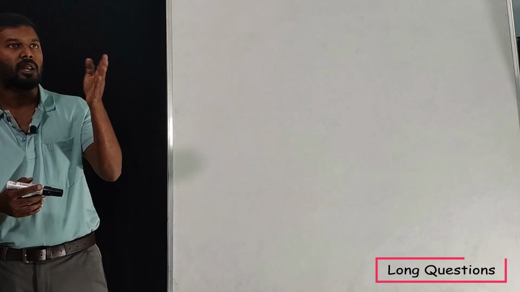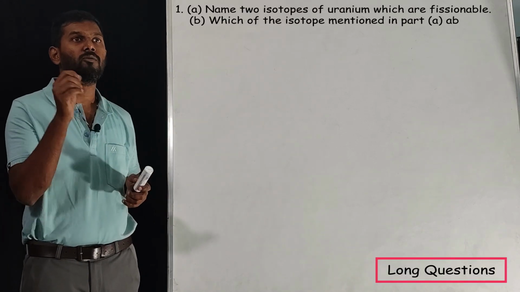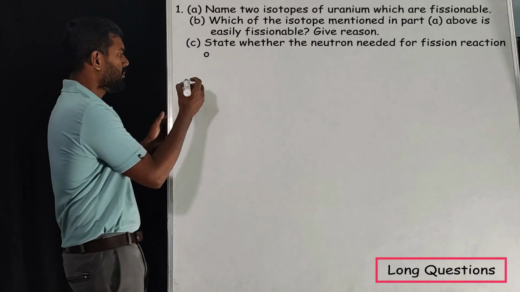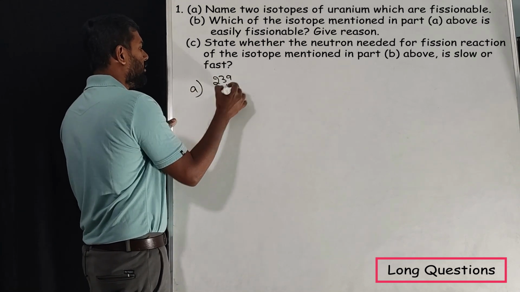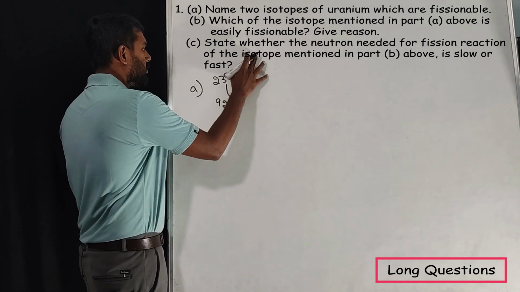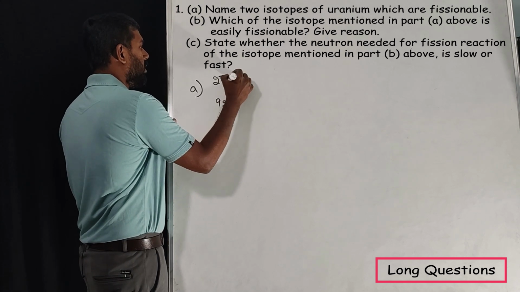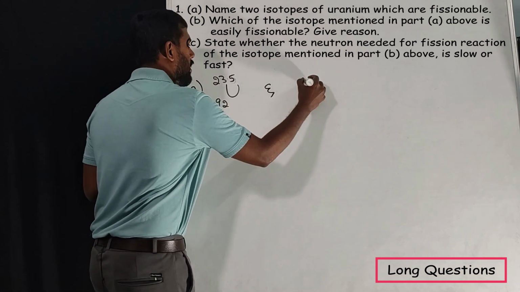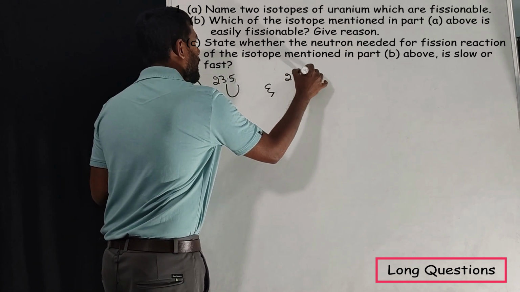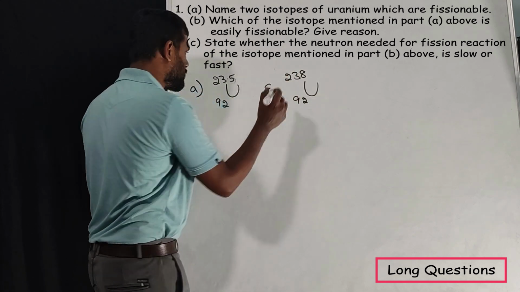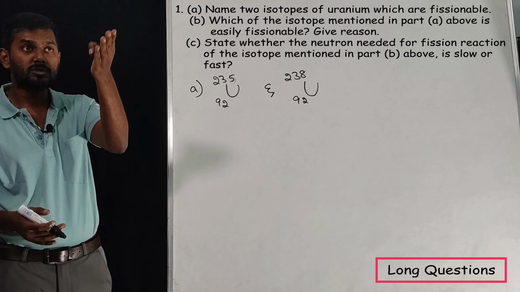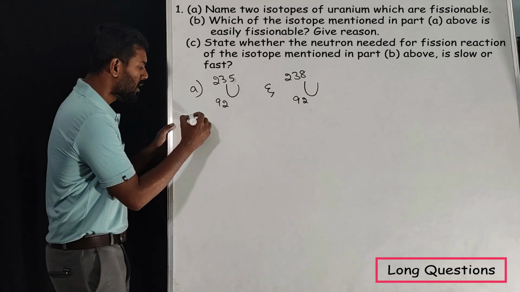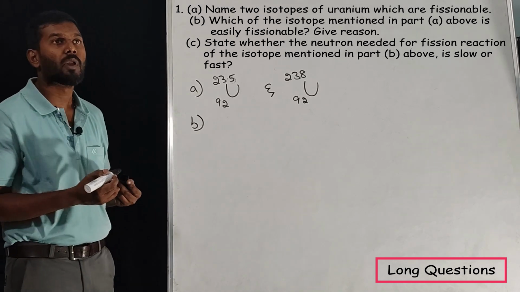Our next question. Name two isotopes of uranium which are fissionable. Very simple. Uranium-235 92 and uranium-238 92. So this question is very important because apart from this example there are a few sub questions, those are very important. Then we will go for sub question B.